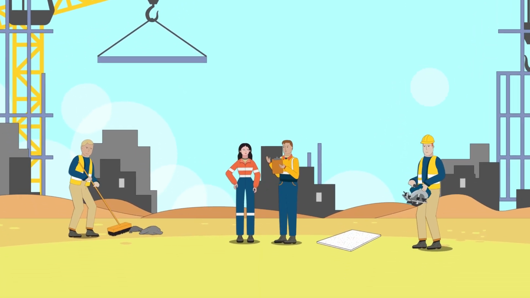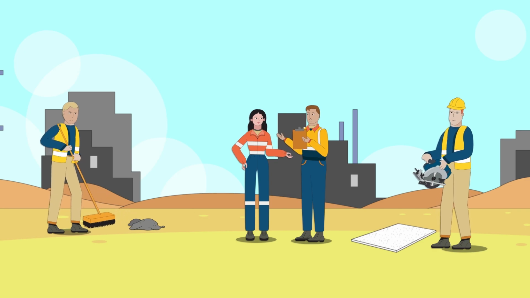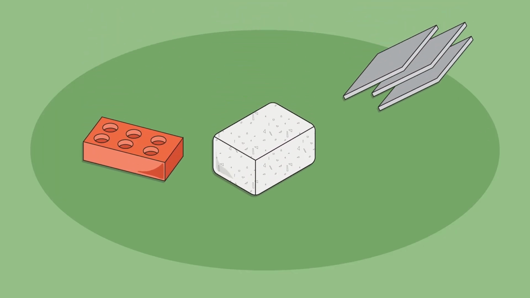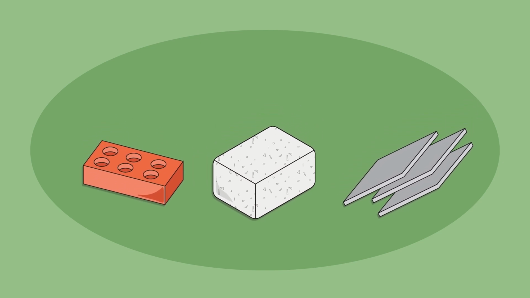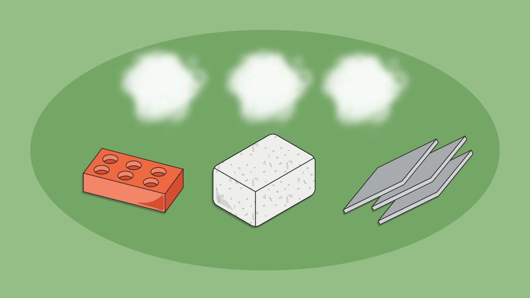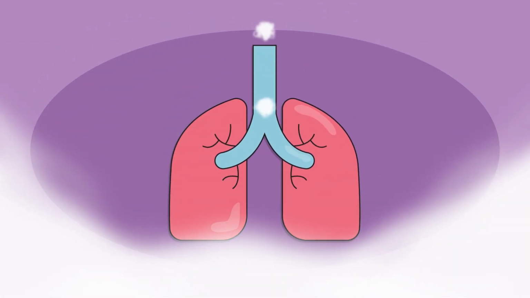This video is designed to help you identify and manage high-risk crystalline silica work. Crystalline silica can be found in many common building materials such as bricks, concrete and tiles. Working with these materials can create hazardous dust. If this dust is inhaled, it can cause deadly lung and respiratory diseases like silicosis.